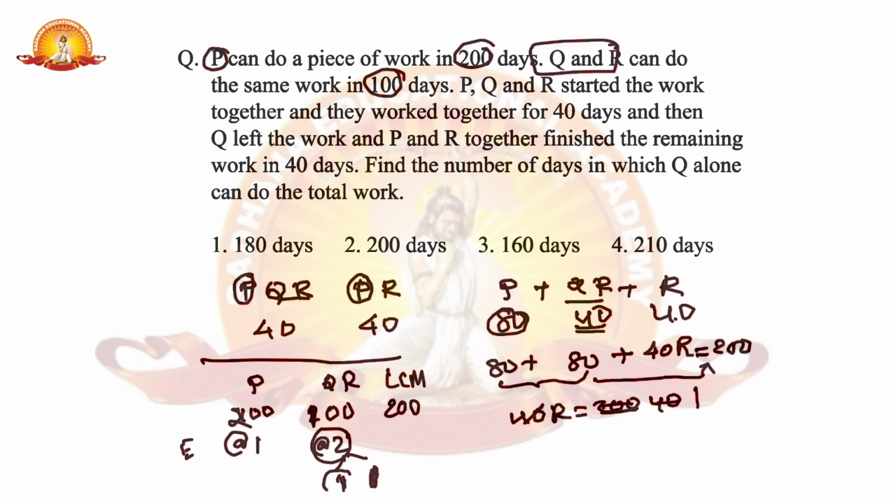Now, Q is completing 1 unit of work per day. Therefore, the time taken by Q: he has to complete at 1 unit per day, so he will require 200 days to complete the full work. Therefore, our option is four.